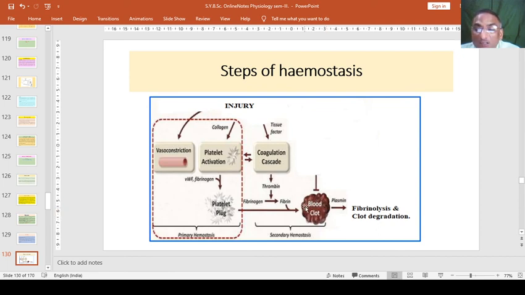The blood clot is formed. And from this, plasmin acts on the blood clot, and fibrinolysis and clot degradation occurs.